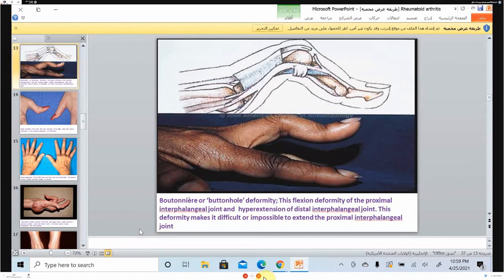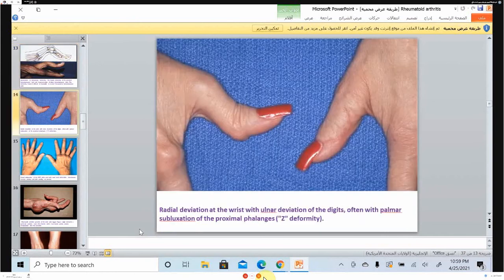It takes a flexion position. Here we have radial deviation at the wrist with ulnar deviation of the digit, often with palmar subluxation of the proximal phalanx. It's called the Z deformity.